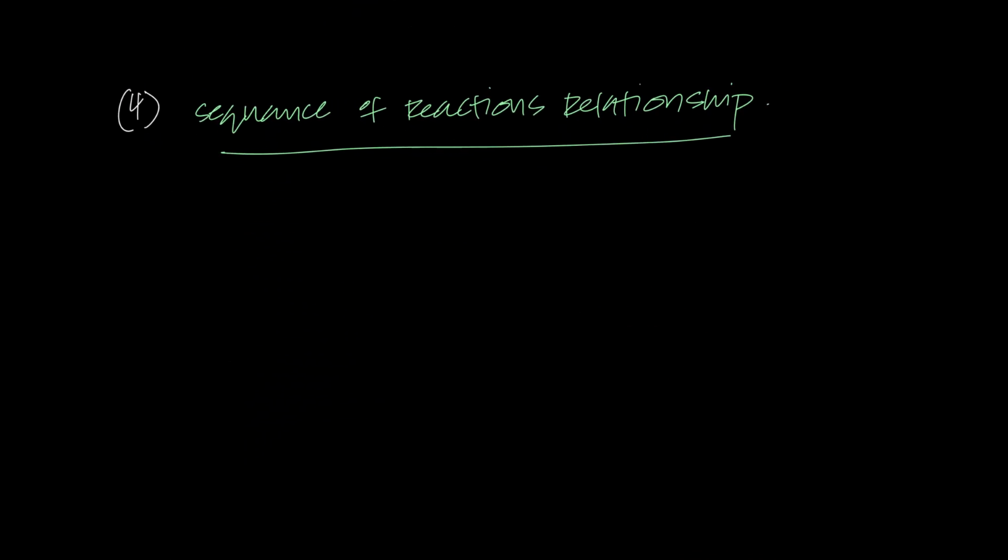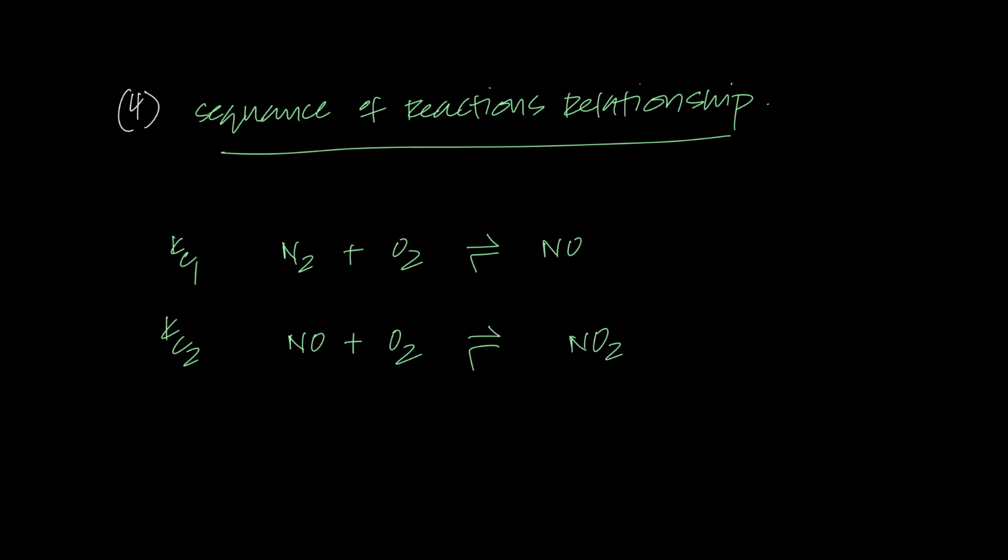Sequence of reactions relationship. Sir, what do you mean by this? For example, I have Kc1, whatever this is, I don't care. It's nitrogen reacting with oxygen to give me NO, right? And then I have Kc2, where this NO which has formed further reacts with O2 to give me NO2. Let's even balance this out. I put a 2 here and a 2 here, and that's balanced.